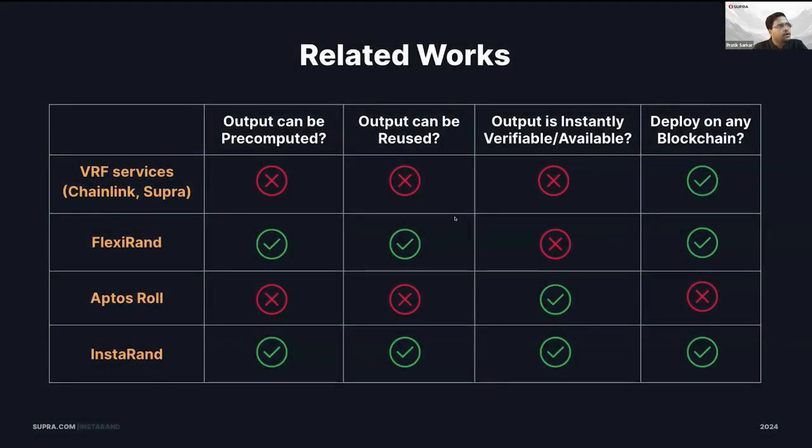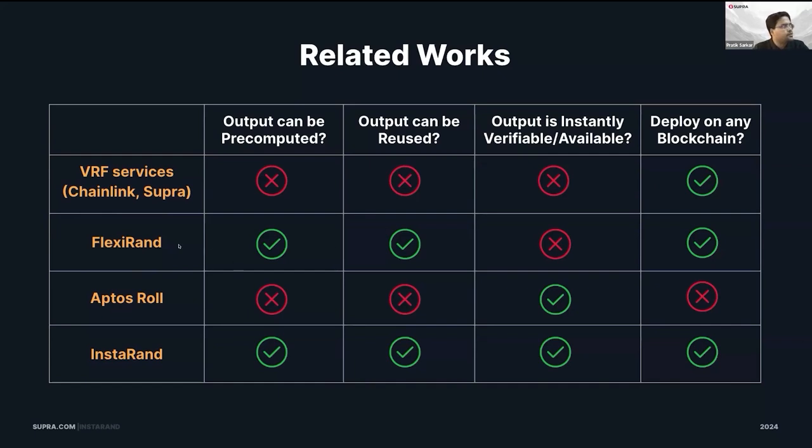So before going into our result, let me briefly talk about the current existing works in the literature. Here, let me first talk about the VRF services offered by Chainlink and Supra. So here the output cannot be pre-computed. Whenever you need an output, the user needs to query the VRF service and obtain the output. This is because there's no output privacy. And similarly, output cannot be reused because there's no output privacy. And also it's not instantly available or instantly verifiable. But the VRF service can be deployed on any blockchain because it does not rely on the underlying blockchain protocol where it works.